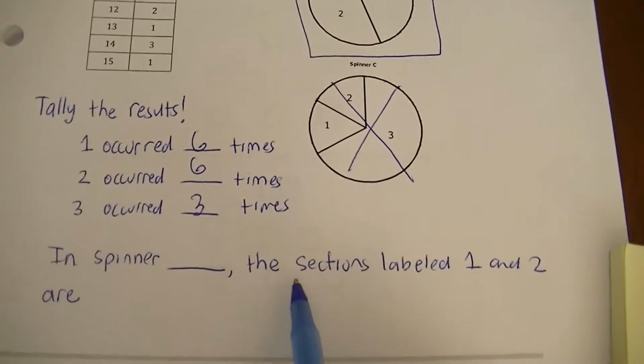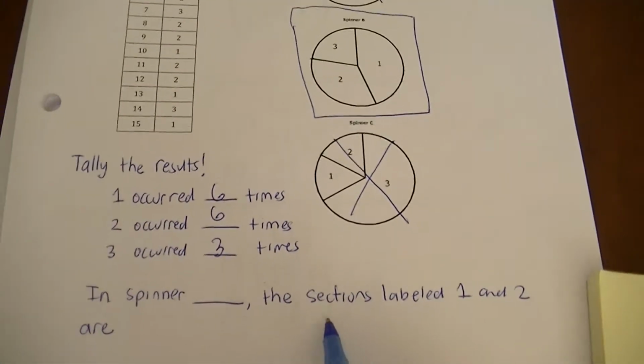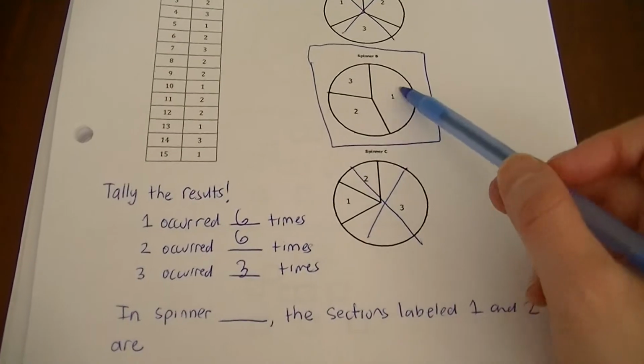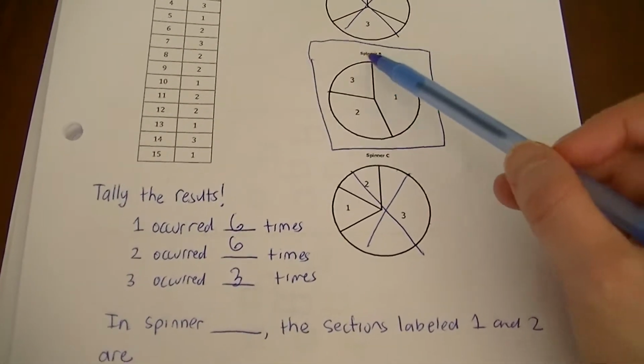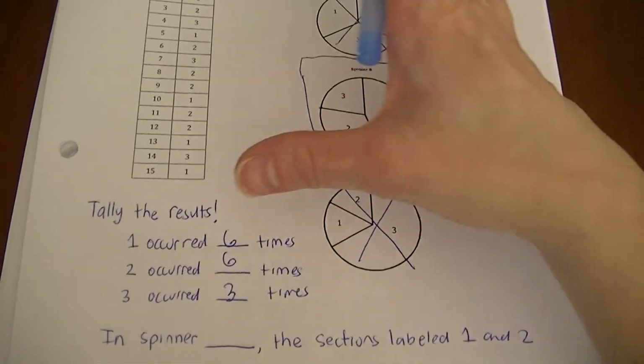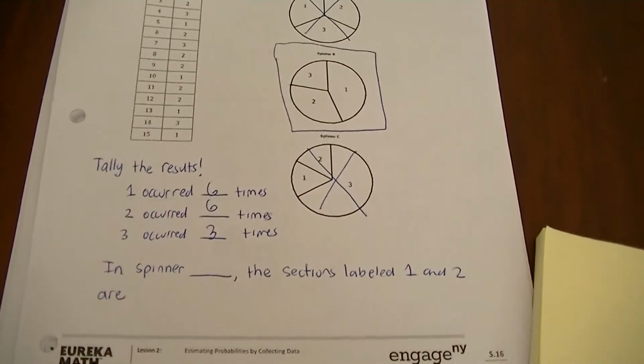In spinner blank, the sections labeled 1 and 2 are... Go ahead and finish this sentence up. How can you describe sections 1 and 2? And then talk about section 3. How does this match up with this data? Finish it up to get points.